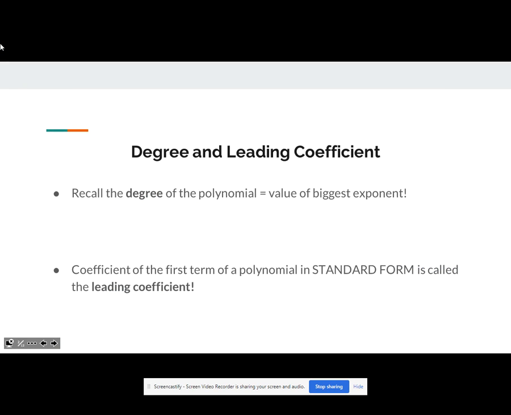Now we just have another quick recall. We've gone over this before as well, but we've got the degree and the leading coefficient of a polynomial. So the degree of the polynomial is the value of the biggest exponent. So if we had something like what we just had, negative x squared plus x minus 2x cubed plus 7, the degree is the value of the biggest exponent. So here, our degree is 3.